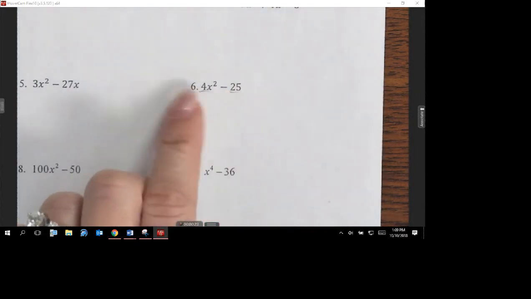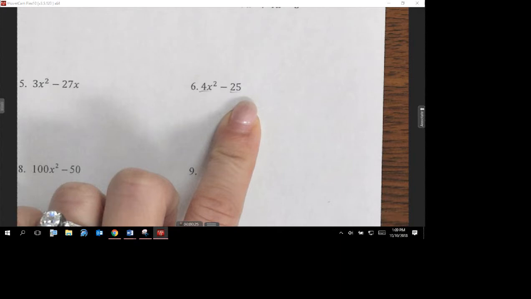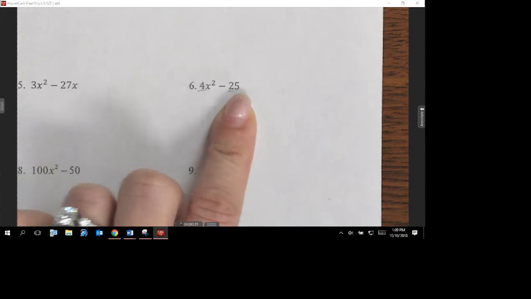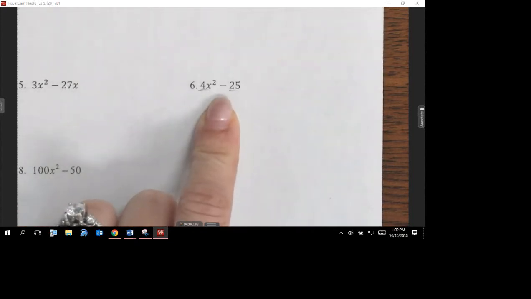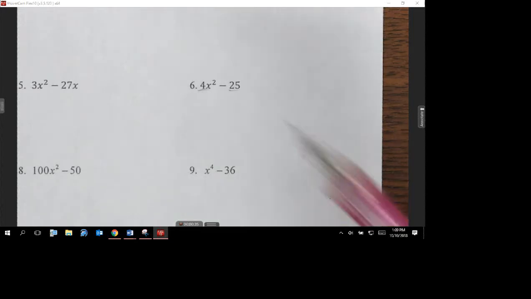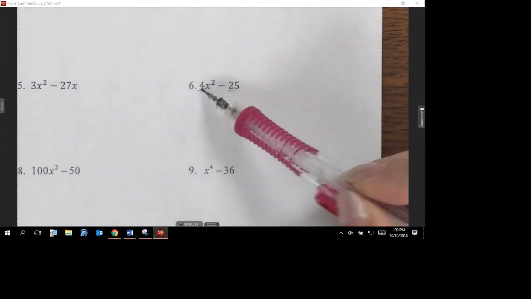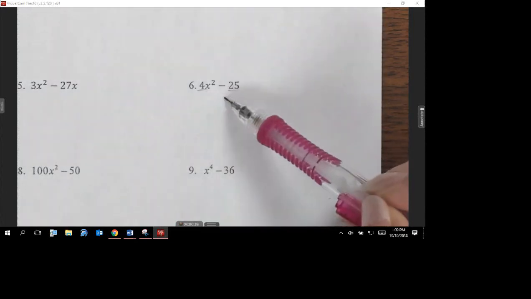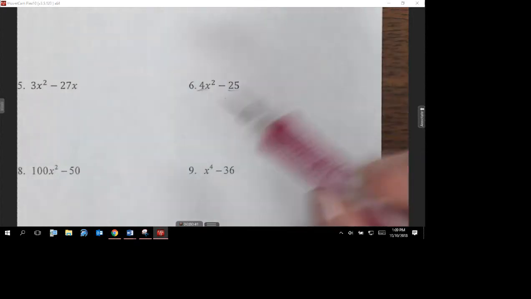Then there's 2 terms. So the only thing we can really do for 2 terms is see if it's a difference of squares. If it's a difference of squares, it'll be subtraction. Is it subtraction? Yep. And then, is everything a perfect square? Is 4 a perfect square? Yes. X squared? Yeah. 25? Yeah. So the answer, yes, it is a perfect square.